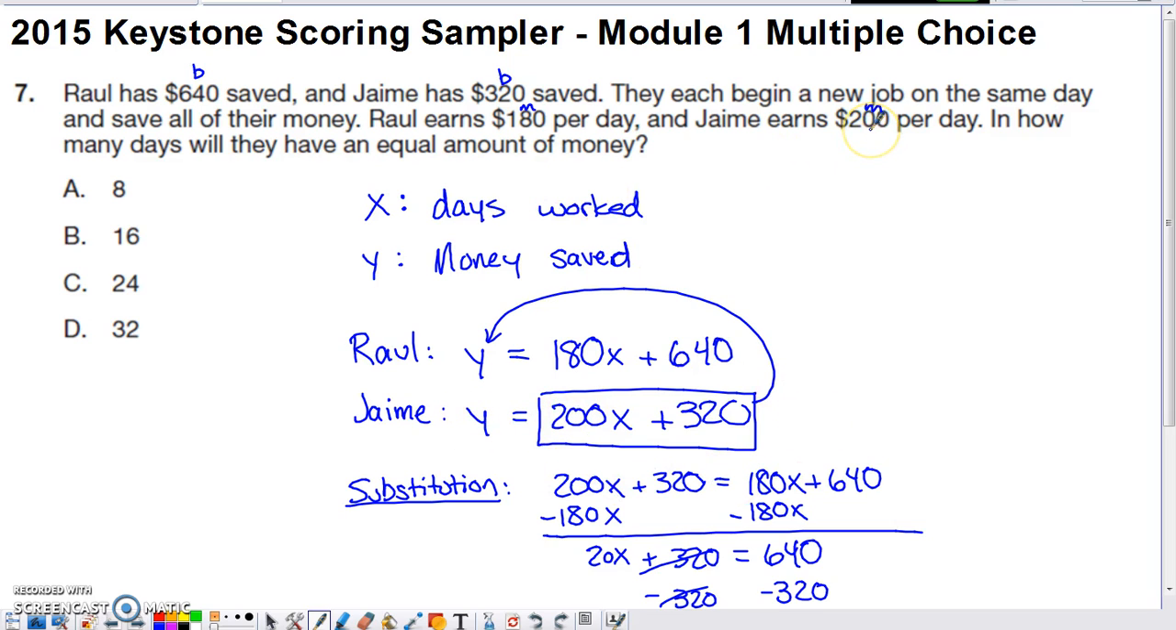The rate that he's earning money is $200 per day. So that went in place of m in y = mx + b. And then the beginning amount that he had saved was $320, and so that's what I put in for b. I realized I've got these two equations: y = 180x + 640 for Raul, and y = 200x + 320 for Jamie. I want to know when these equations equal each other. When's the amount of money going to be exactly the same?